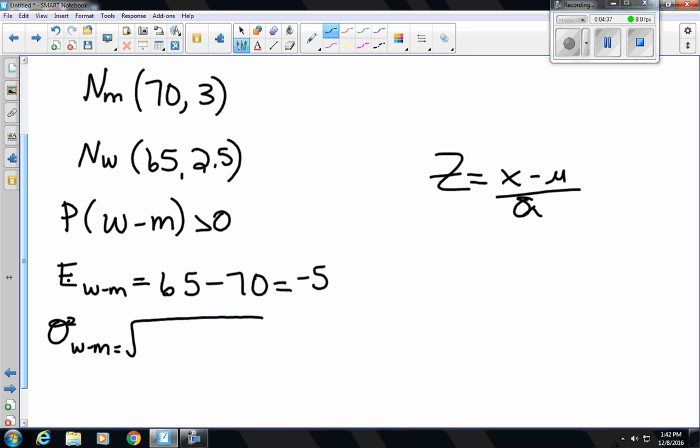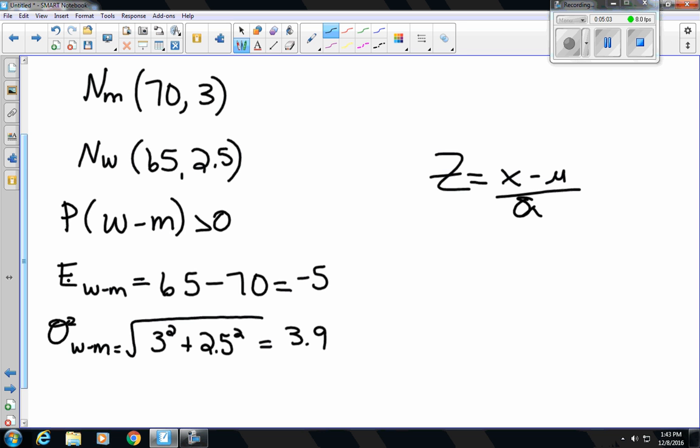Okay, so if I want to find the standard deviation of women minus men, the Pythagorean theorem of statistics says that you can't subtract them. Even though I'm finding the difference, I need to just add the variances. So I'm going to square the 3 and square the 2.5, and when I do that, I'm going to get 3.9. You might want to check my math just to be sure.